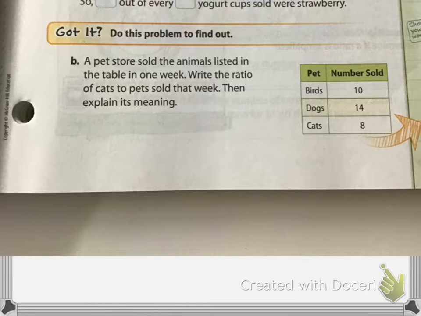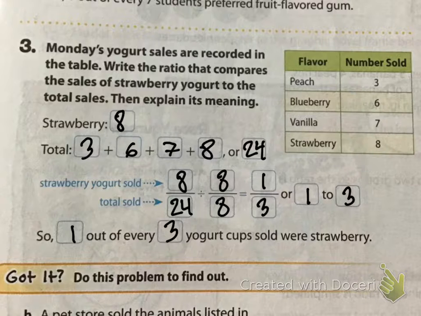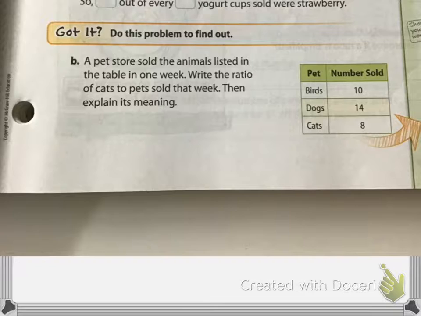But also, because it asks us in specific, if we look back at that problem, is 3 out of every 1 yogurt cup sold strawberry? Does that even make sense? No. 3 out of every 1 yogurt cup? No, we can't do that. So I want you guys to try this problem.